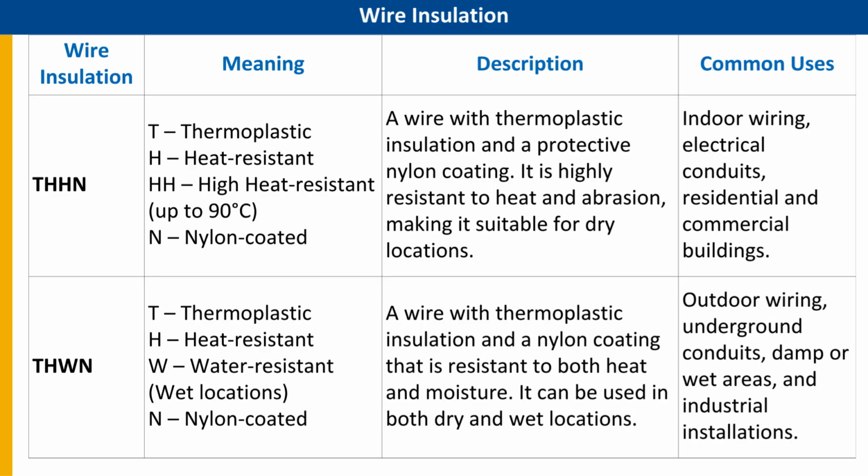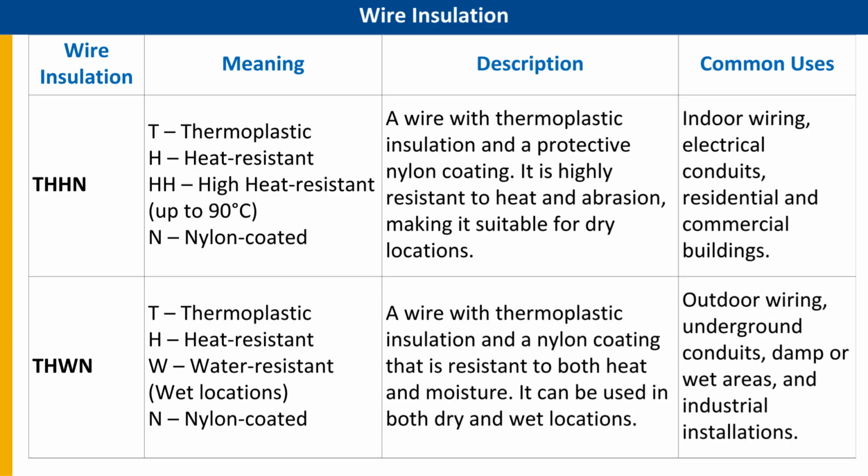THHN: T, thermoplastic. H, heat resistant. HH, high heat resistant, up to 90 degrees Celsius. N, nylon coated, a wire with thermoplastic insulation and a protective nylon coating. It is highly resistant to heat and abrasion, making it suitable for dry locations. Uses: indoor wiring, electrical conduits, residential and commercial buildings.